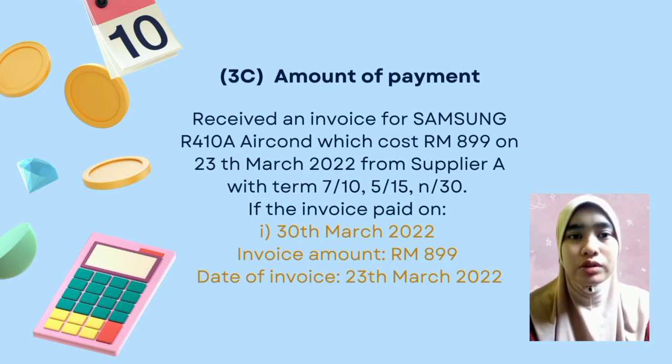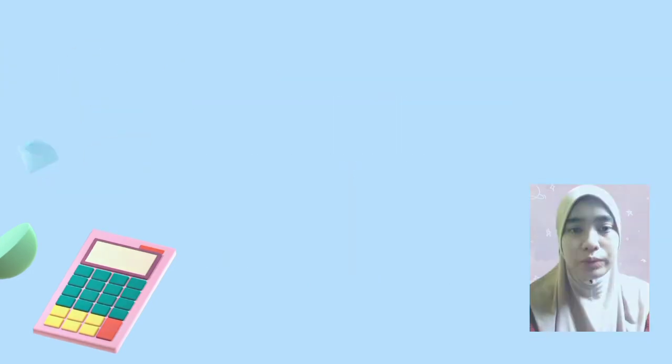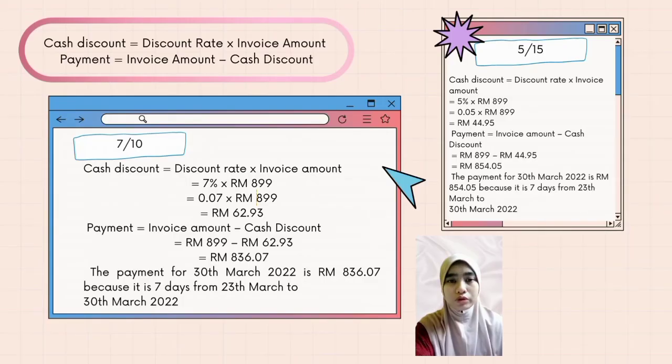If the invoice is paid on 3rd March 2022, the invoice amount is 899 and the date of invoice is 23rd March 2022. So we are using the formulas for cash discount and payment. Cash discount is the rate multiplied by the invoice amount, while payment is the invoice amount minus cash discount. In terms 7/10, cash discount is 0.07 multiplied by RM899, equal to RM62.93. Payment is RM899 minus RM62.93, equal to RM836.07.